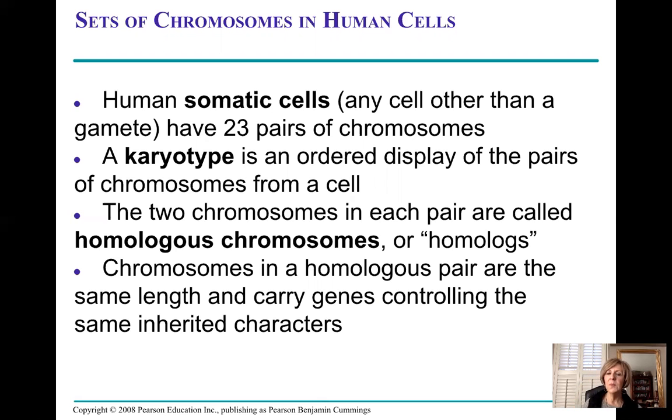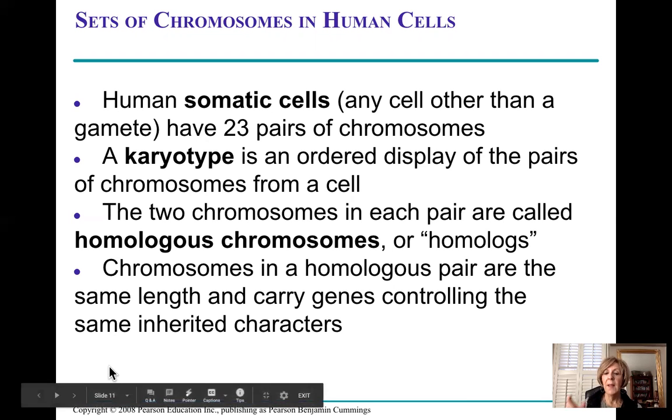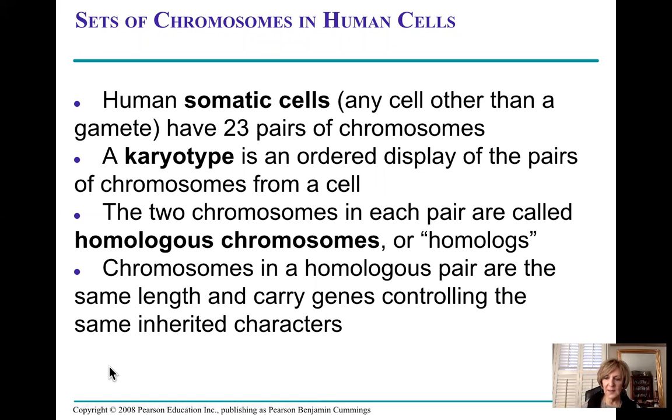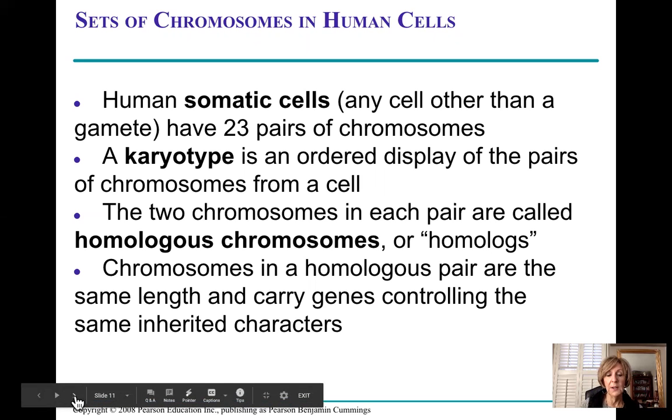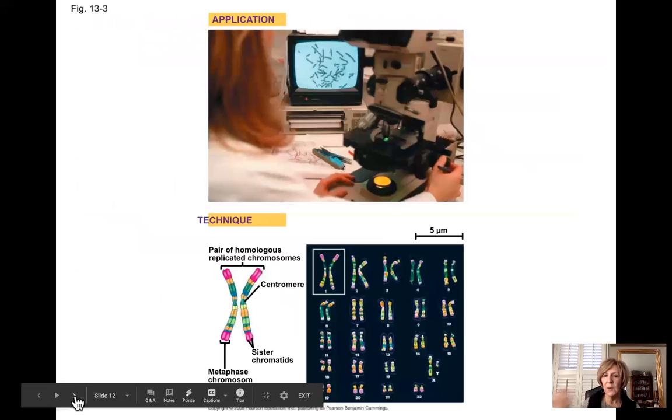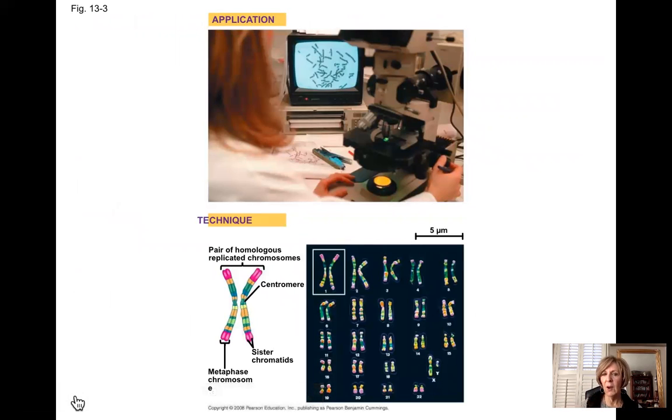Homologous chromosomes are the 2 chromosomes in the pair, and sometimes we call those homologs. And the chromosomes that are in the homologous pair are the same length, and they carry the same genes that control those inherited characteristics. So here's a technician preparing a karyotype.